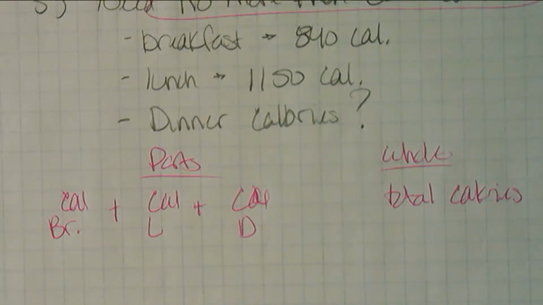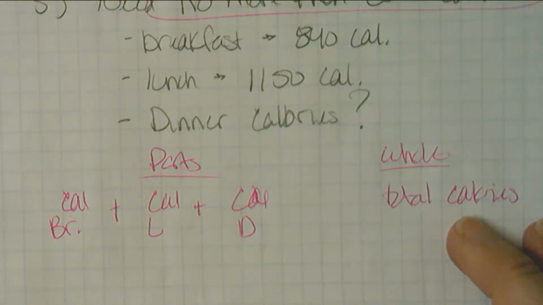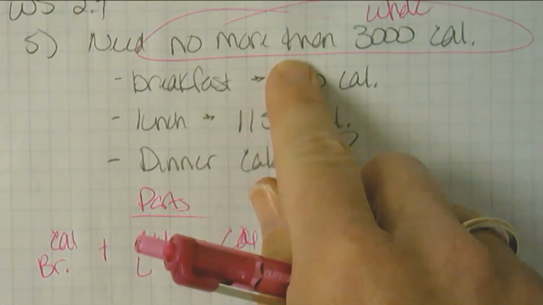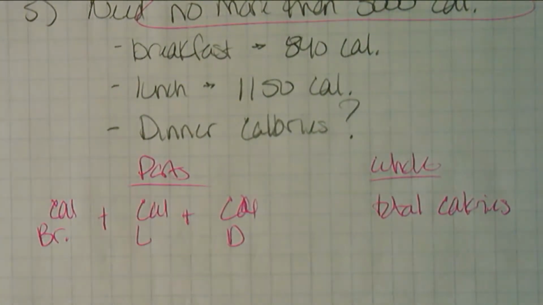If this was an equation, it would say we want to eat 3,000 calories in a day. These three things added together equal the 3,000 calories. But here they say that we want no more than 3,000 calories. So is that total number of calories a maximum, or is that total number of calories a minimum? Ben, sit up and listen, please. Is that total number of calories a maximum, or a minimum?